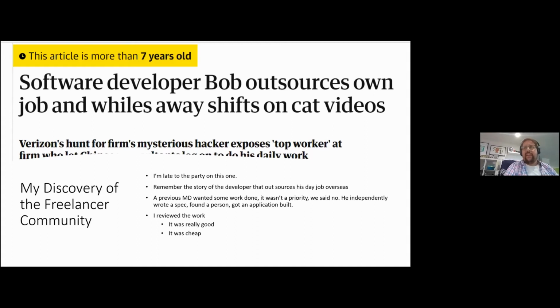Then what he did is he independently wrote a spec. He found a freelancer. He got the work done. When it was complete, he gave it to us and said, look, before I finish the final milestone, can you just check it out? I'll go, all right. Now, I had the expectation it was going to be absolute rubbish. It wasn't. It was really good. And then when he told me how much it cost him, I'm going, we couldn't have done it for that price, right?